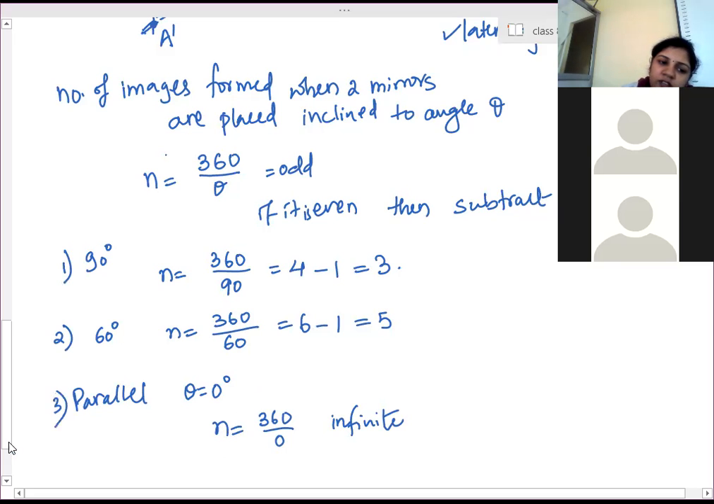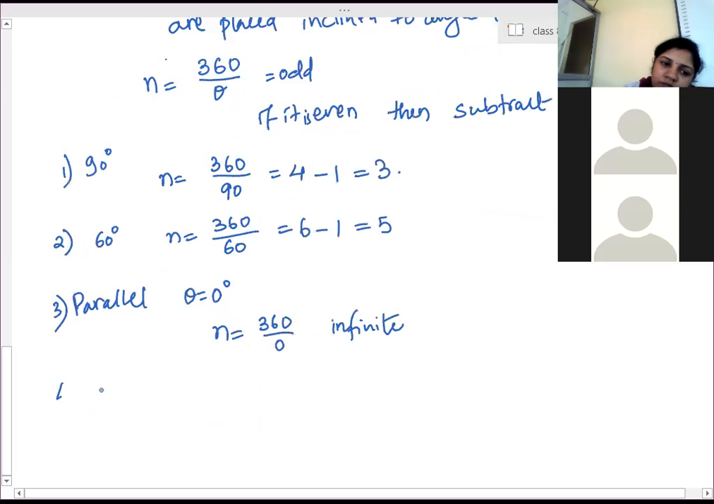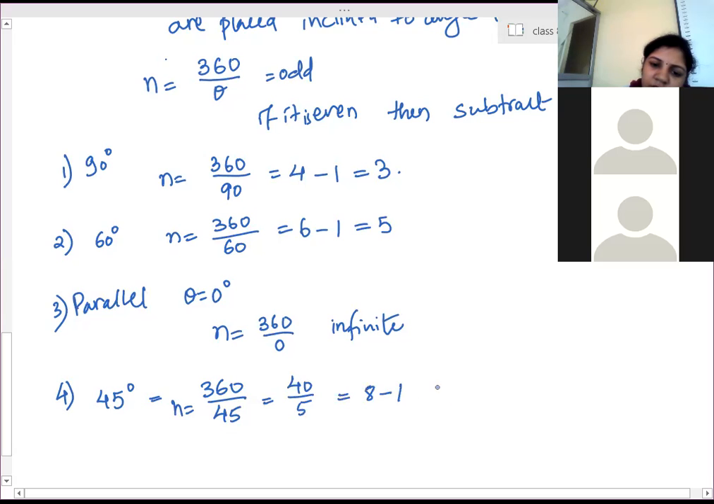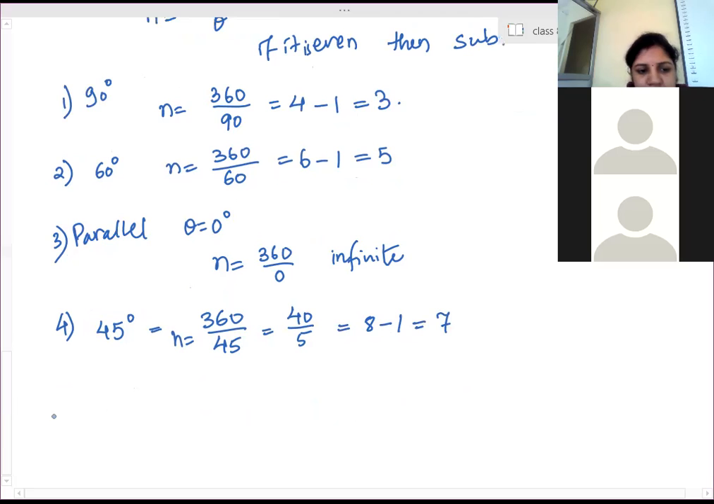If they are at 45 degrees, then n is equal to 360 by 45. That is 8. Again, 8 is even, so we have to subtract 1, then it is 7. 7 images will be formed. Okay. Yes, ma'am.